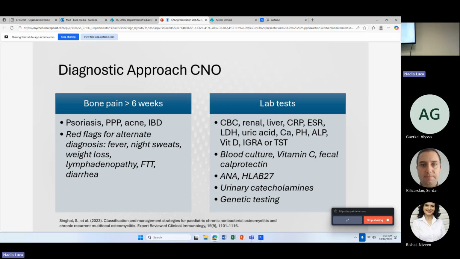And then the other tests that are listed are more for ruling out other things. You may not need to do all of them depending on your history and physical, but this is the list that's recommended in the paper to consider.